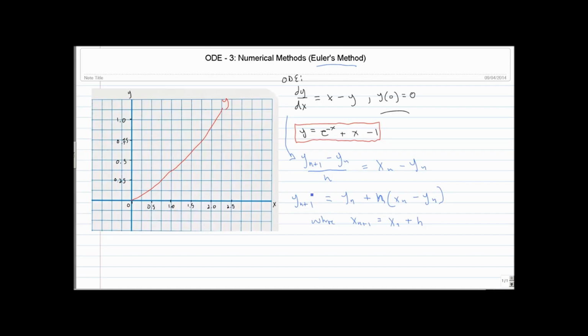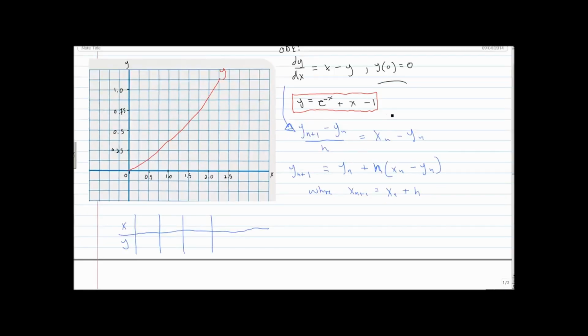Okay, so I think the best way to learn Euler's method is to just see an example of it in action. First we start at a point that we know. We have this initial condition here that says that x0 is 0 and y0 is 0. So let's plot that point on the graph. This is that point.